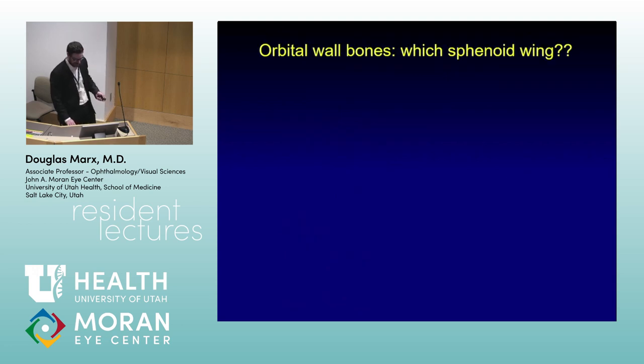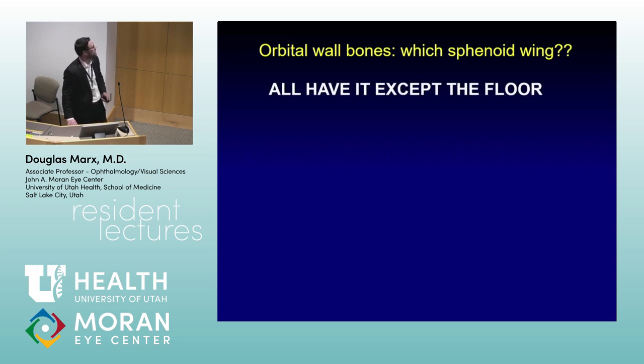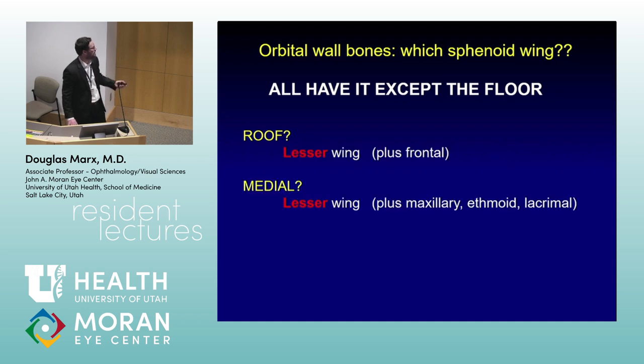All right, so let's see. Let's do orbital wall bones. Which have the sphenoid wing? All except for the floor, right? What's the floor made up of? Zygomatic. And what's that last one? Yeah, the palatine that no one ever sees, right? It's a little tiny bone in the back. Okay, so roof, lesser wing, medial.